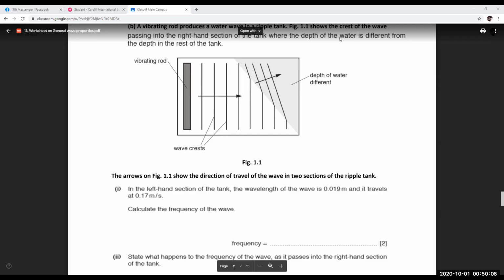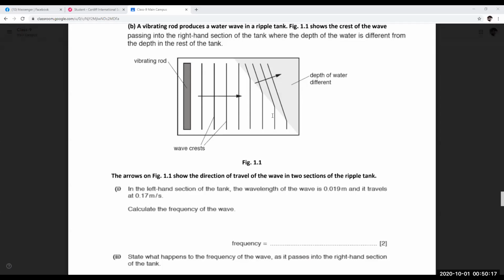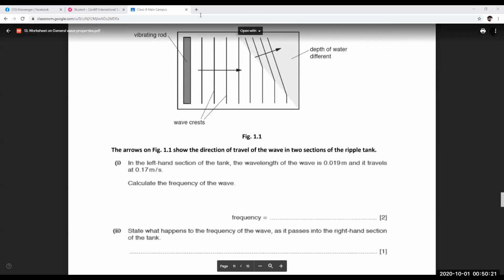Yes, sir. So can you write in the text form here that formula of speed, that is speed equals frequency times wavelength. Speed equals frequency multiplied by wavelength.